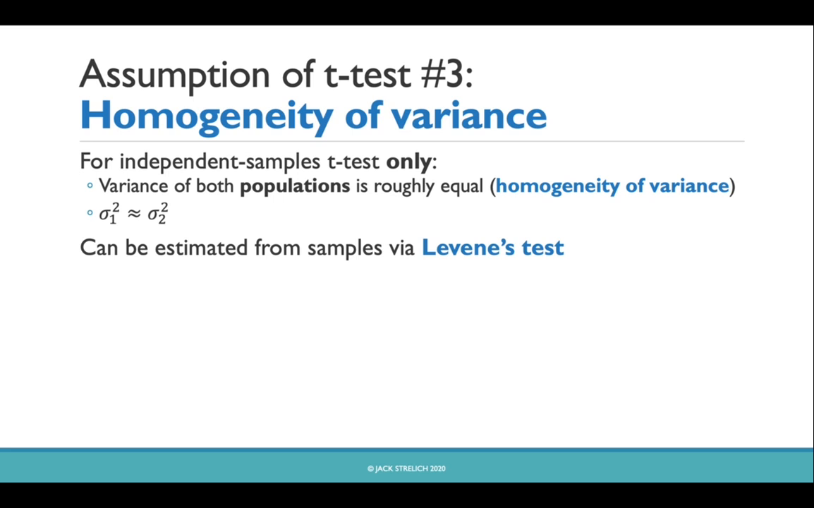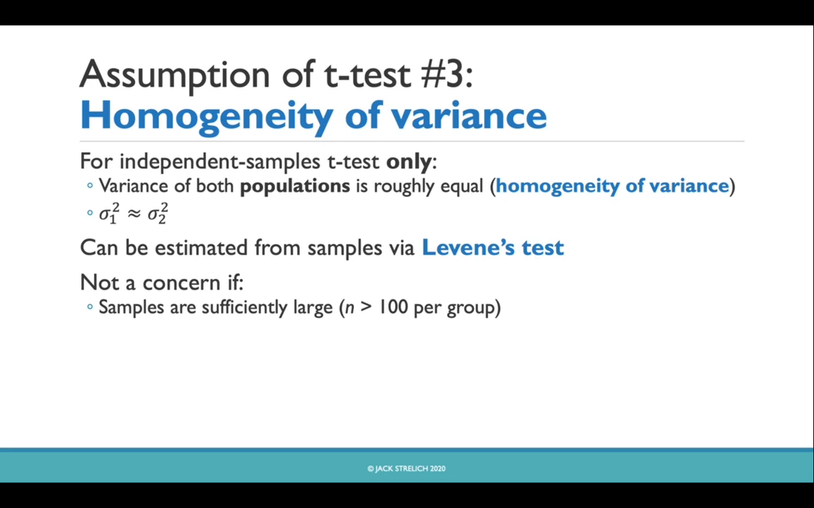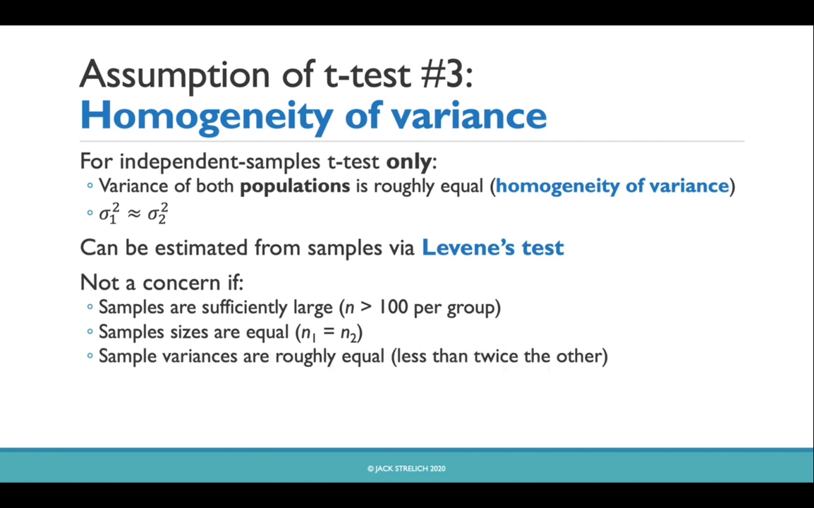We can take an educated guess at whether or not both our populations have similar variance using a test called Levene's test. More generally, however, homogeneity of variance is not a concern if the samples are sufficiently large, if you have more than 100 participants per group, if the sample sizes are equal, and if the sample variances are roughly equal. In other words, as long as one sample variance is not more than twice as much as the other, you should be good to go.